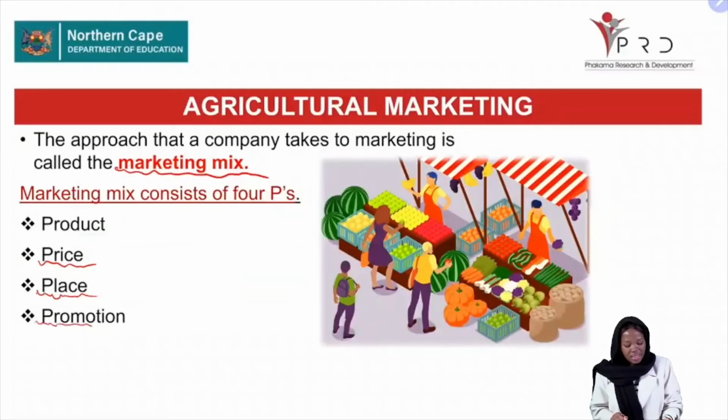And the last P in our marketing mix is promotion, where the producer will be advertising or promoting these agricultural products. And when it comes to promotion, it only works with the target market, right? If your target market is youth, you know where to advertise and where to promote these agricultural products.